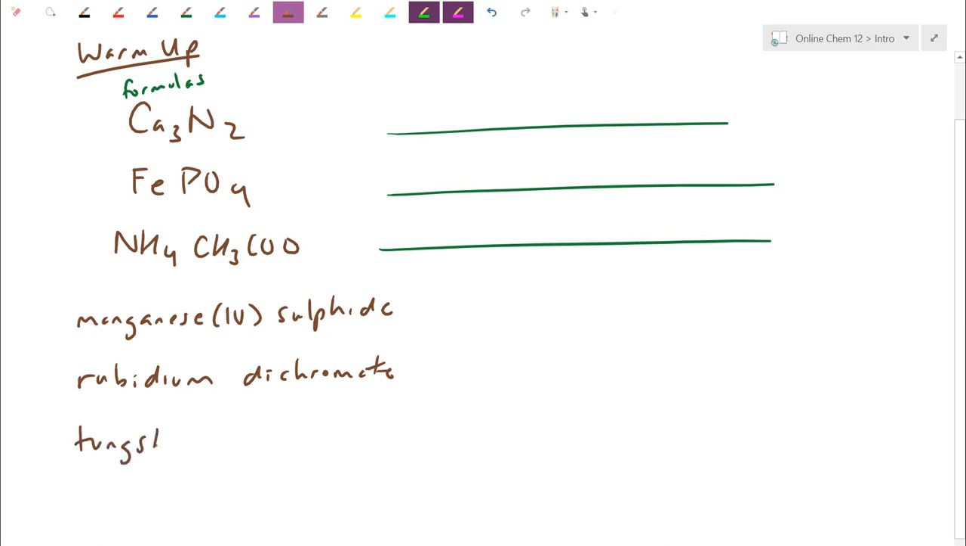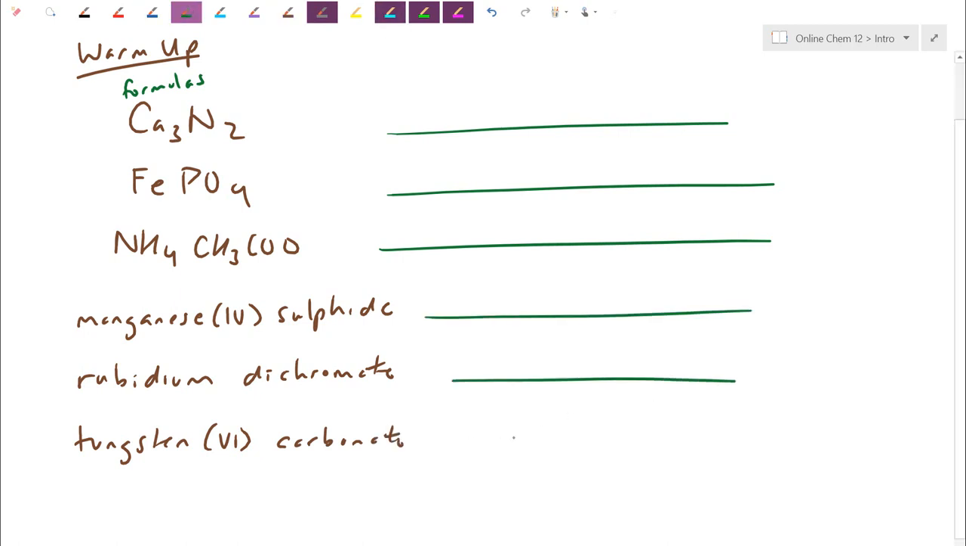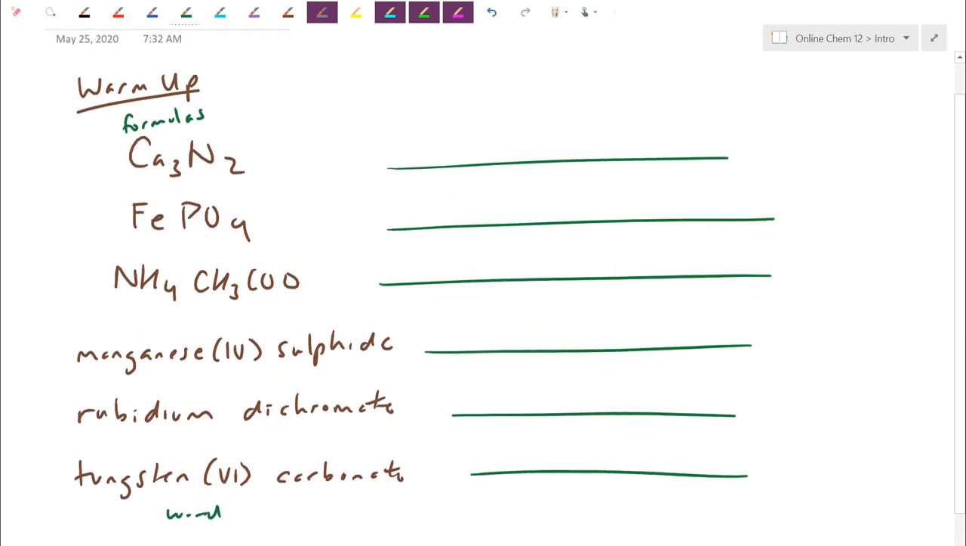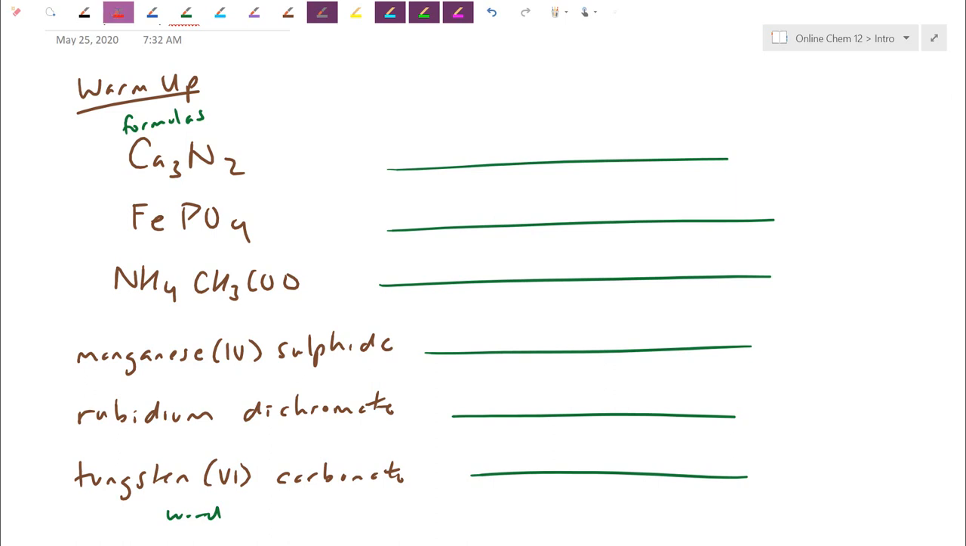tungsten(VI) carbonate. So you do need to be comfortable going from the formulas to the word names, or in this case here, from the word names over to the formula. I'd encourage you just to pause the video, try it out for yourself, and then when you come back, we'll check our answers. So, looking at this first one here, we have Ca3N2.